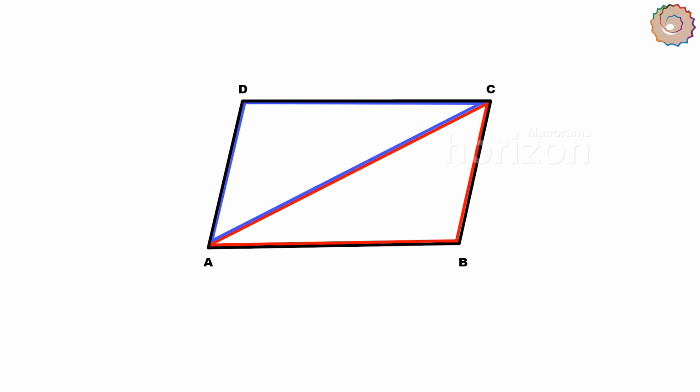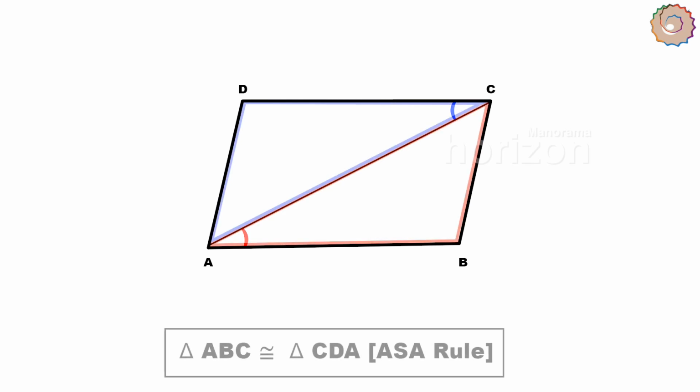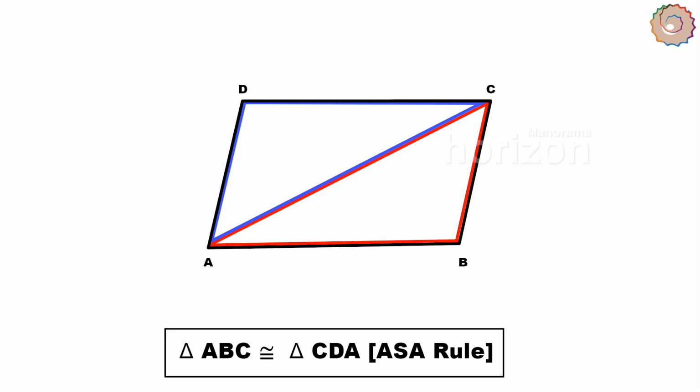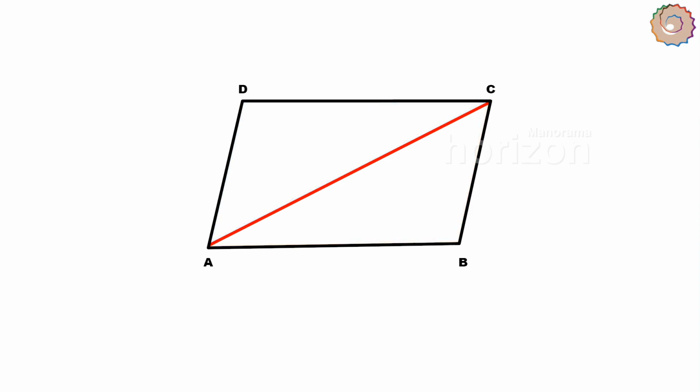Now, in triangle ABC and triangle CDA, angle BCA is equal to angle DAC from equation number 1. AC is equal to CA. Reason is a common side. Angle BAC is equal to angle DCA from equation number 2. So, triangle ABC is congruent to triangle CDA by ASA rule, that is angle side angle rule. Thus, diagonal AC divides the parallelogram ABCD into 2 congruent triangles, that is triangle ABC and triangle CDA, hence proved.